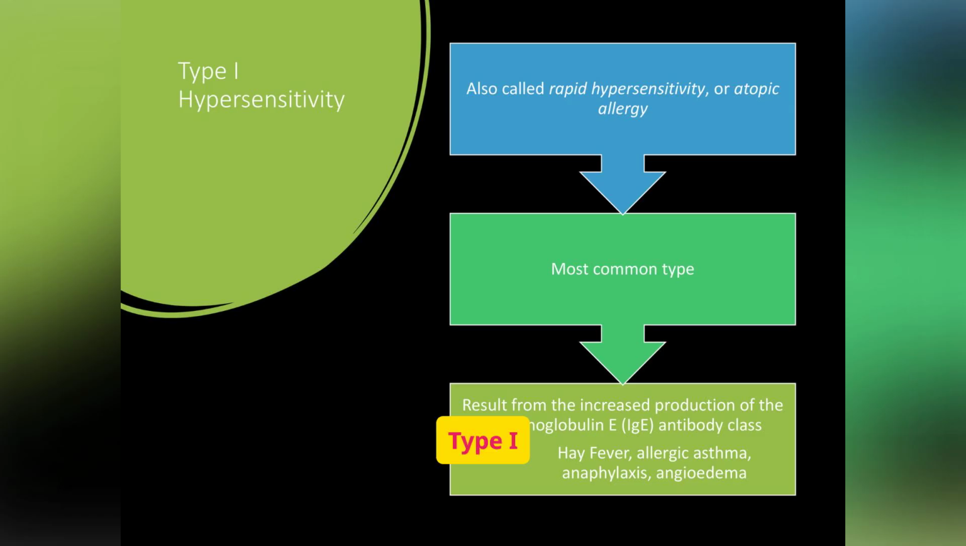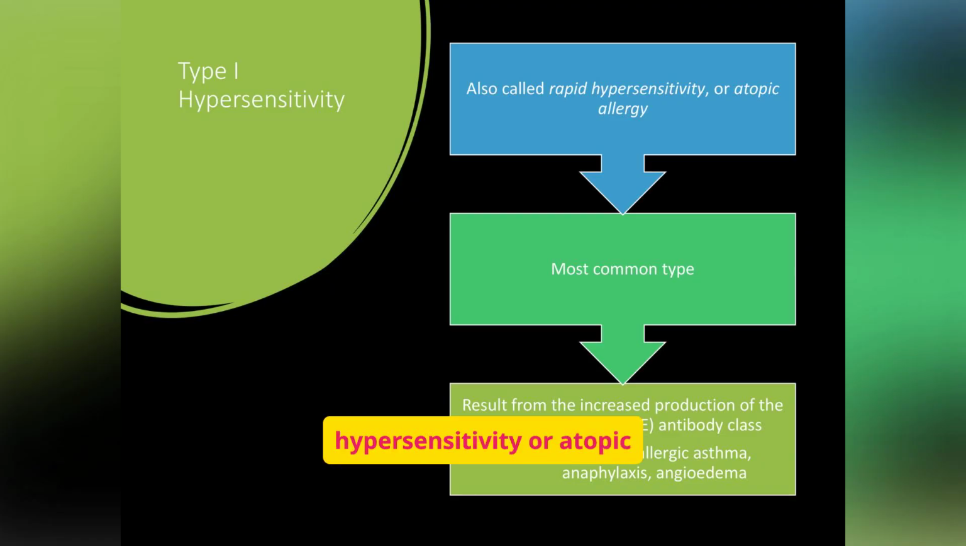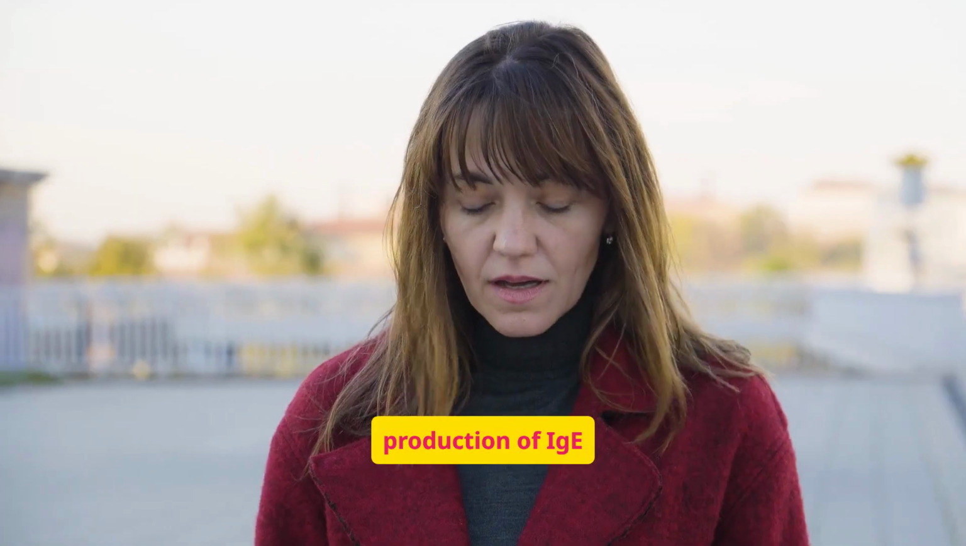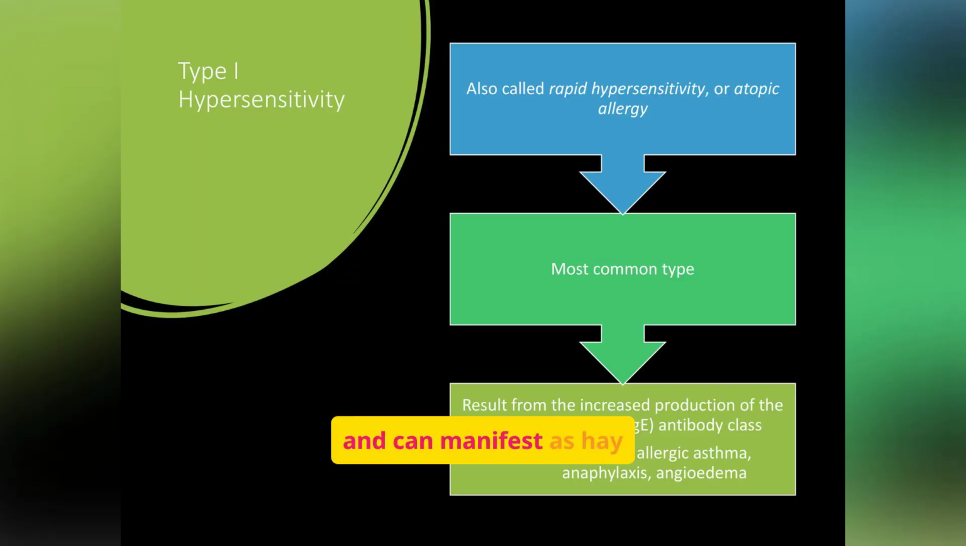Type I hypersensitivity, also known as rapid hypersensitivity or atopic allergy, is the most common type. It results from increased production of IgE antibodies and can manifest as hay fever, allergic asthma, or anaphylaxis.